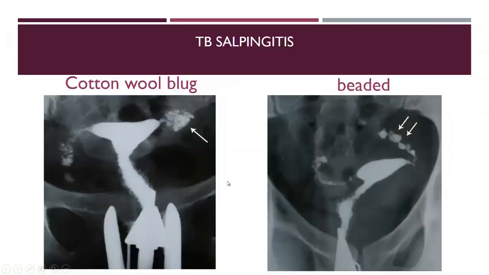This is the different appearance of an unhealthy fallopian tube. This is a cotton wool appearance. This is exaggerated cervical glands, and this is the cotton wool appearance of the fallopian tube. This is a beaded appearance. These are not healthy fallopian tubes. They are beaded fallopian tubes.